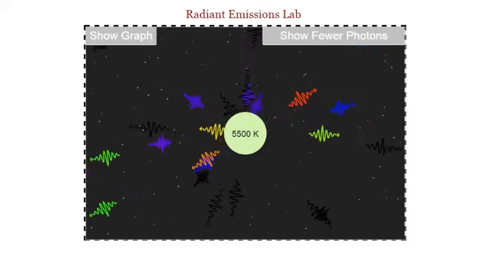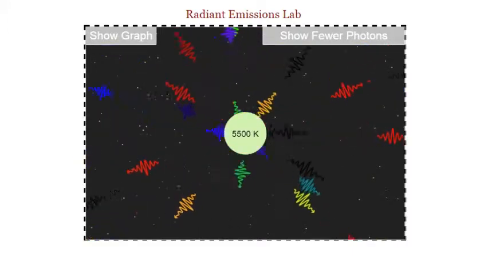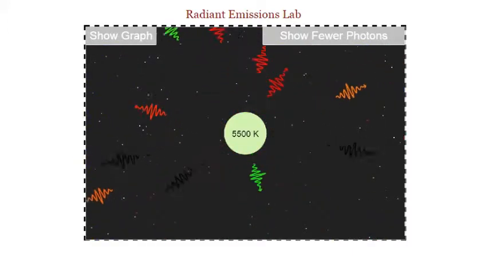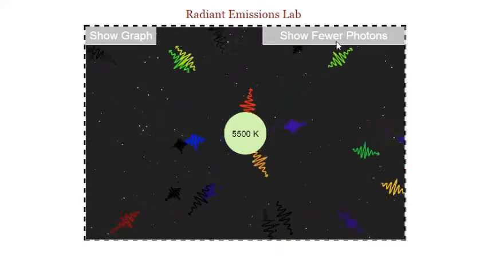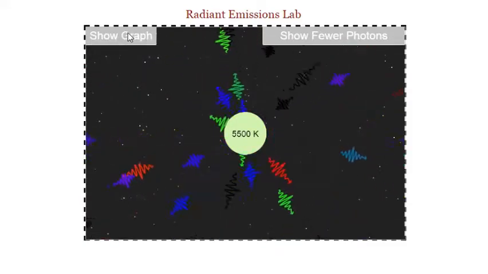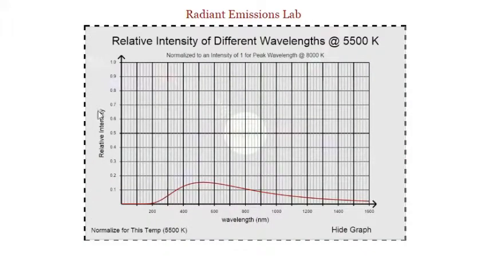Question 2 asks about the squiggles. In question 3, what you need to do is click on this thing that says show graph. So when you show graph, you're going to see a graph of the relative intensity. This is the intensity of your star. You started out with a star that had a temperature of 5,500 Kelvin. So this is its intensity, how strong the light is at varying wavelengths, compared to a star that is an 8,000 Kelvin star.